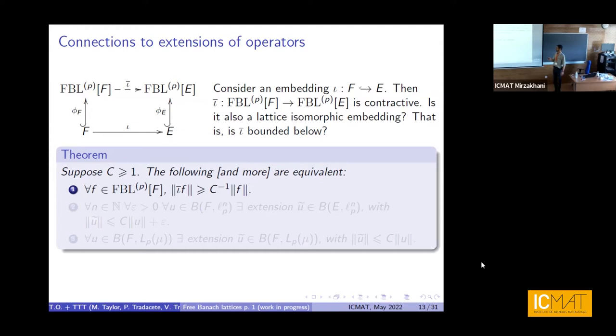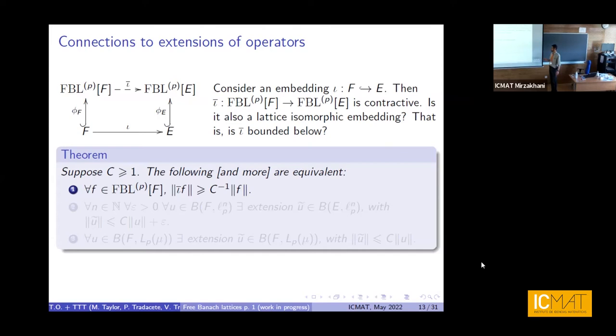I'm changing the notation a little bit. I'm looking at the situation when F is a subspace of E, and I denote the natural embedding of F into E by iota. Iota is clearly an isometric embedding. So I want to determine in what situations iota bar is also some kind of an isomorphic embedding.